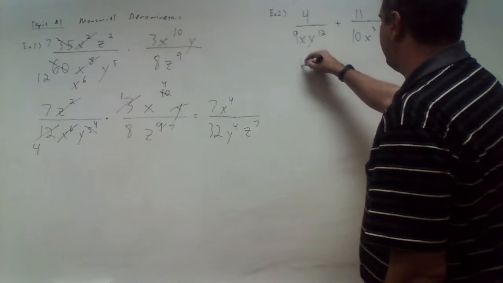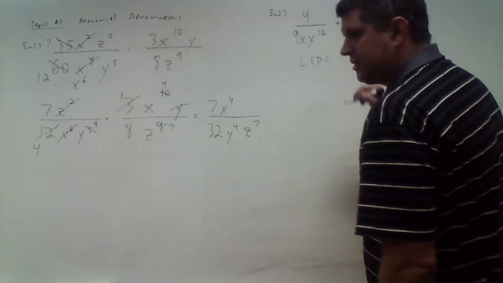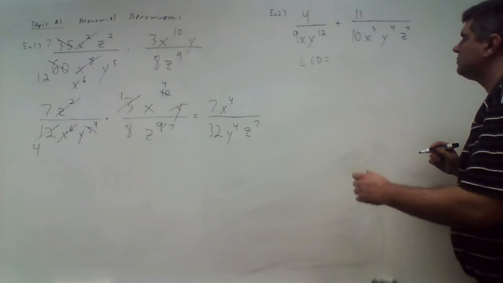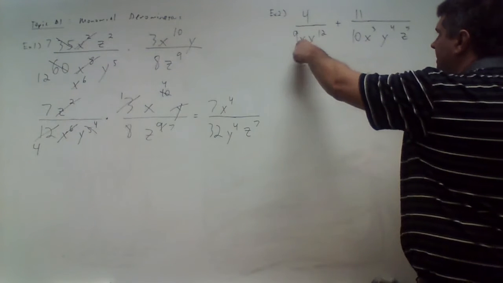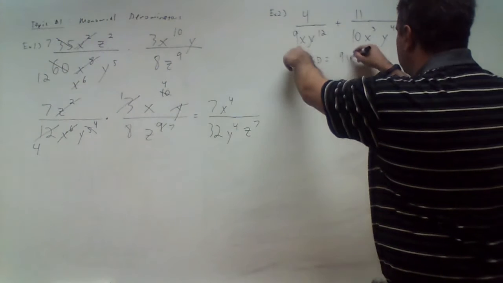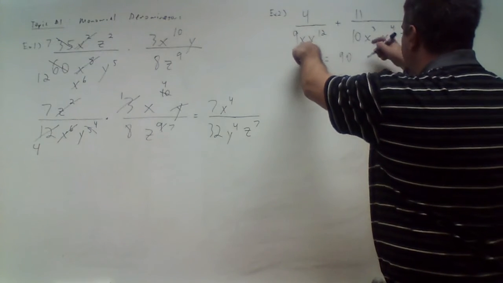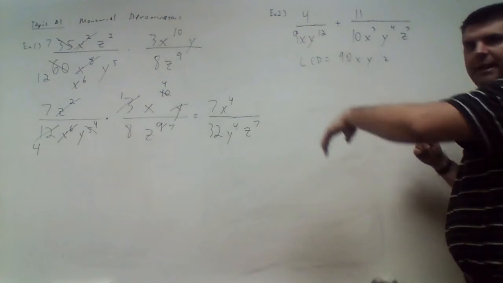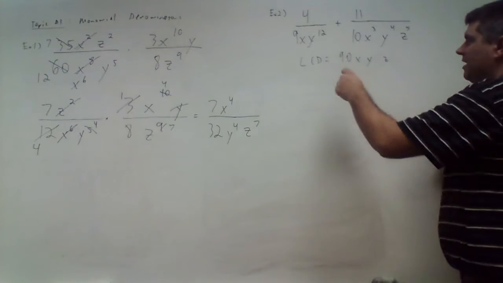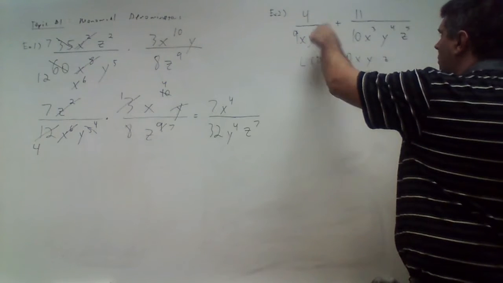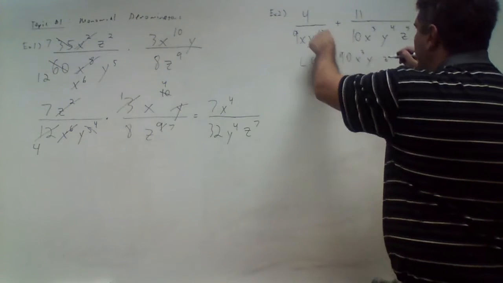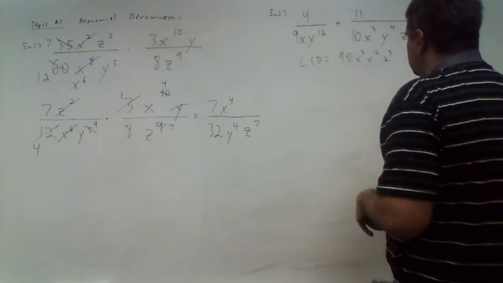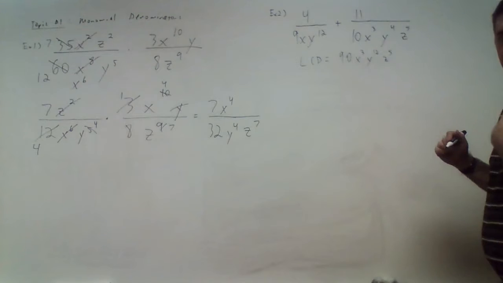So the LCD of this problem, because you need that for addition, least common multiple between 9 and 10 is 90. Between x cubed and x is x, you got y, and you got z. You're going to take all the variables that appear, period. You're going to take the higher appearing power for the LCD. So between 1 and 3, we take 3. Between 12 and 4, we take 12. And between no z at all and z to the fifth, we take a z to the fifth.